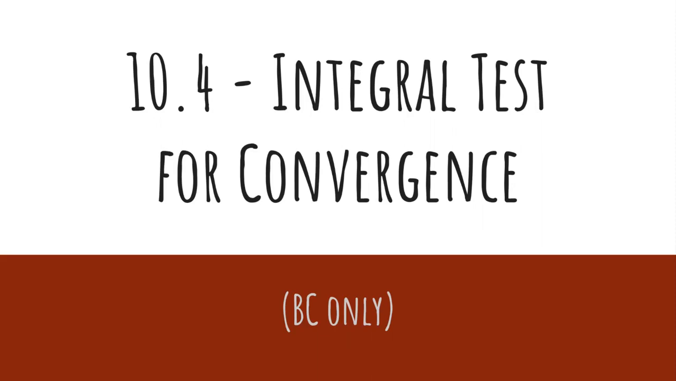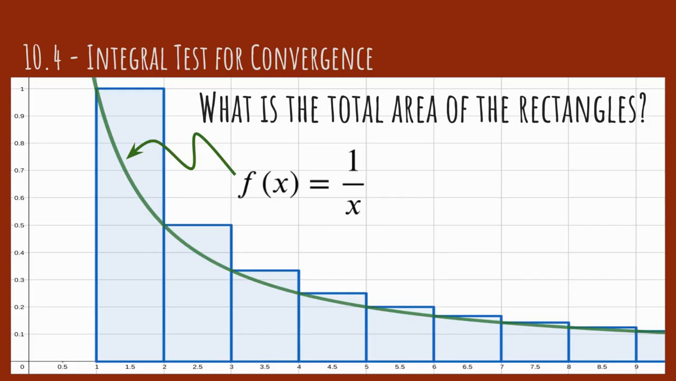I want to talk about another way that we can use to show that a series converges or diverges, and that's going to be with the integral test. What we're going to do here is use an improper integral to show that a particular series is going to either converge or diverge. So, I want to look at a geometric example.